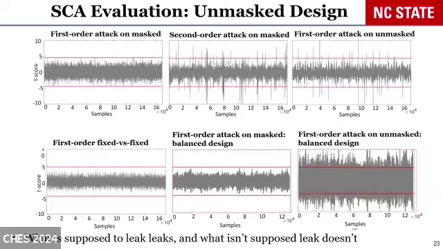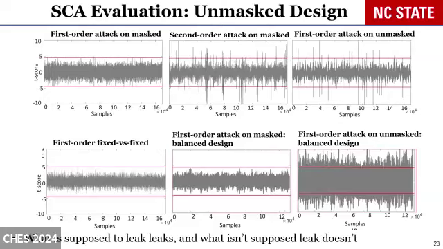The bottom right figure shows the first order fixed versus fixed test. You may ask why we did a fixed versus fixed test. Because in floating point, you have these corner cases, like zero checks. And if you do a random versus fixed test, you may not get sufficient samples from those corner cases. So to test those corner cases, we applied the fixed versus fixed test, and we again see that when you mask, nothing leaks.